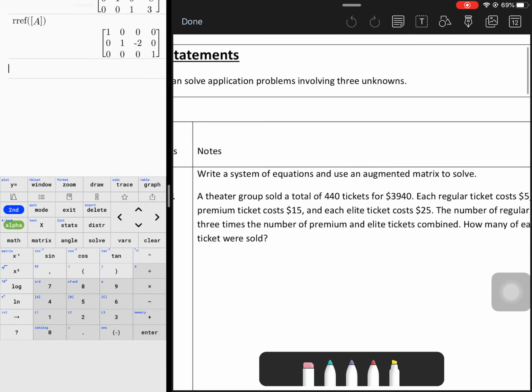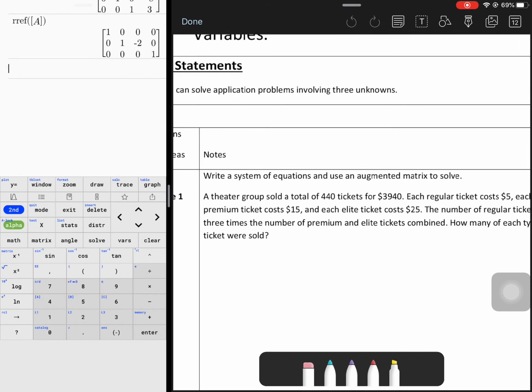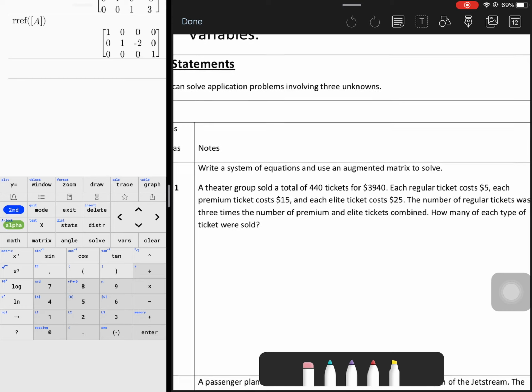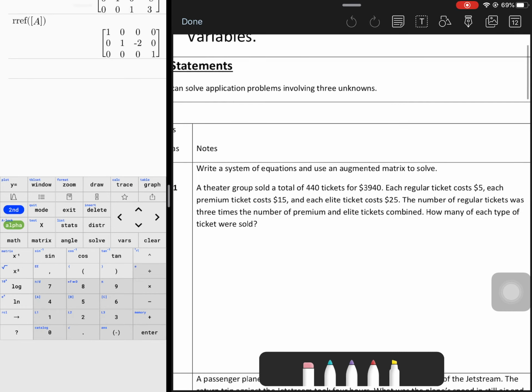A theater group sold a total of 440 tickets for $3,940. Each regular ticket is $5, each premium ticket is $15, and each elite ticket costs $25. The number of regular tickets sold was 3 times the number of premium and elite tickets combined. How many of each type were sold?